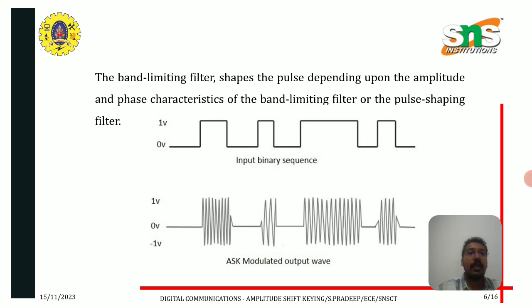After ASK modulation, we get the ASK modulated output waveform as shown in the diagram below. For a high input there is a carrier wave, and for zero input there is no carrier wave present in the signal.